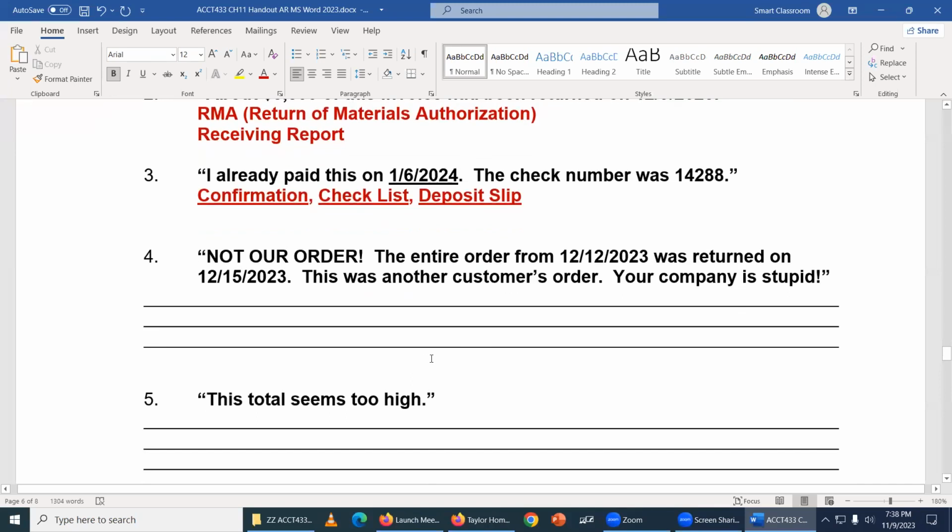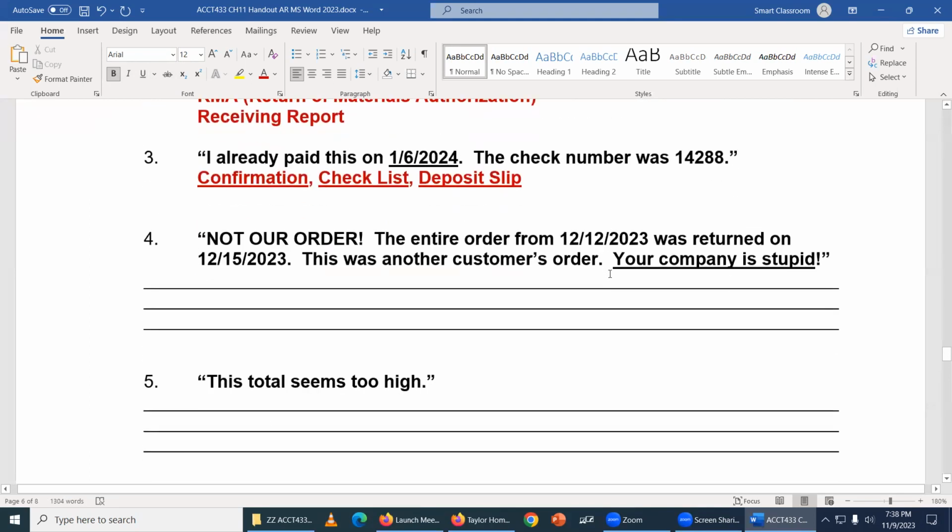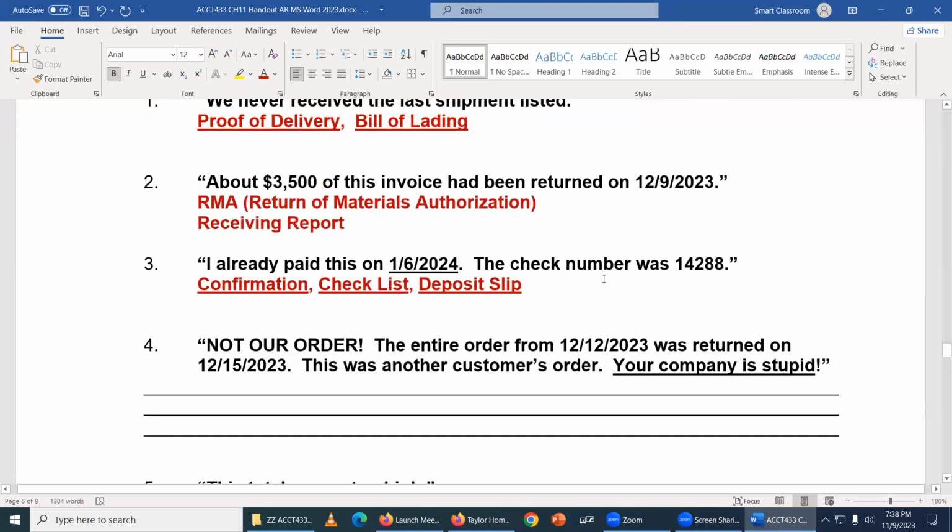Number 4, not our order. The entire order from 12/12/23 was returned on 12/15. This is another customer's order. Your company is stupid. This one's going to be hard to prove, but all right. So what do we do with that? That's kind of like this one.